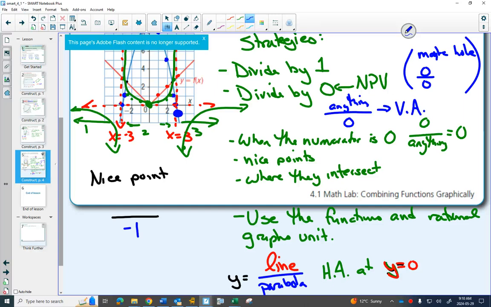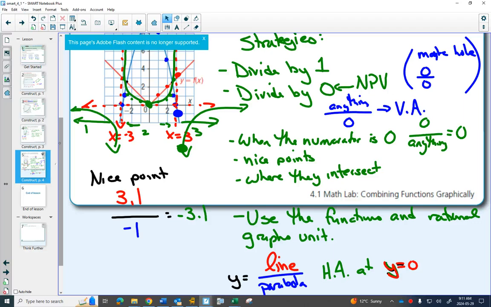I'll make it really big. My blue graph is -1. My red graph isn't super nice, but it looks like it's at 3.1. And if you did 3.1 divided by a -1, you would get -3.1. And that's the green point down there. So that's the nice point. And you could similarly find a nice point in the other section. So this is 4.1.